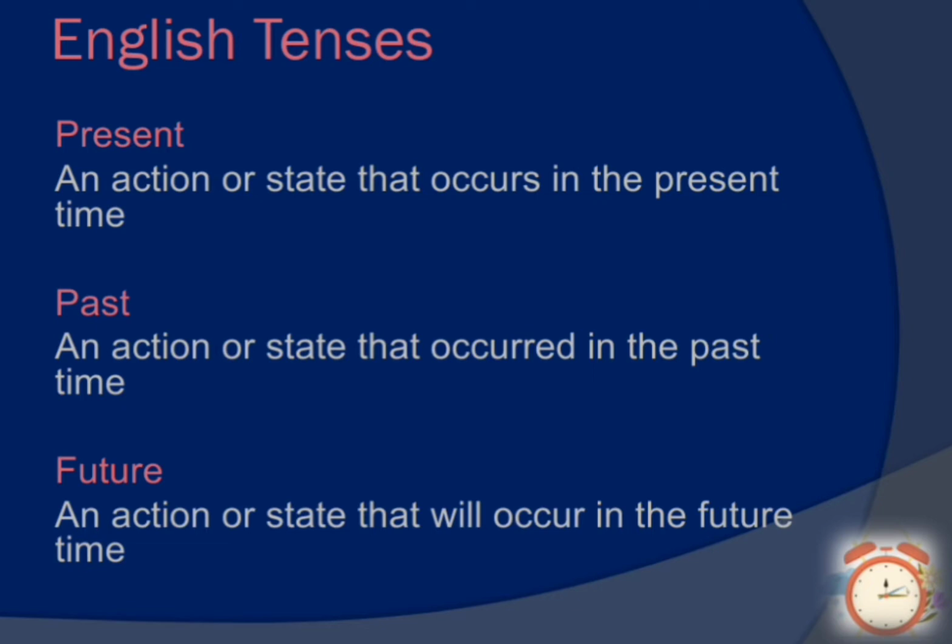Present tense. It's an action or state that occurs in the present time. Past tense. An action or state that occurred in the past time. Future. An action or state that will occur in the future time.